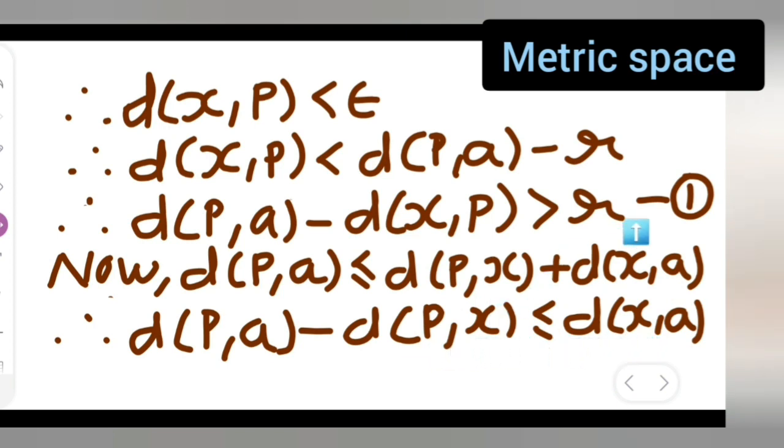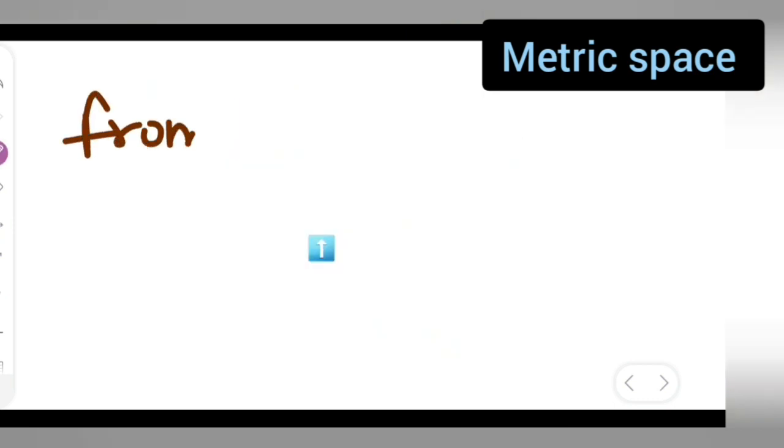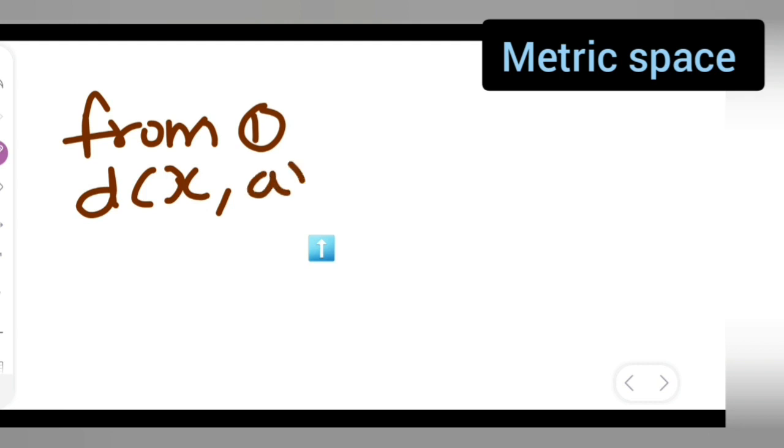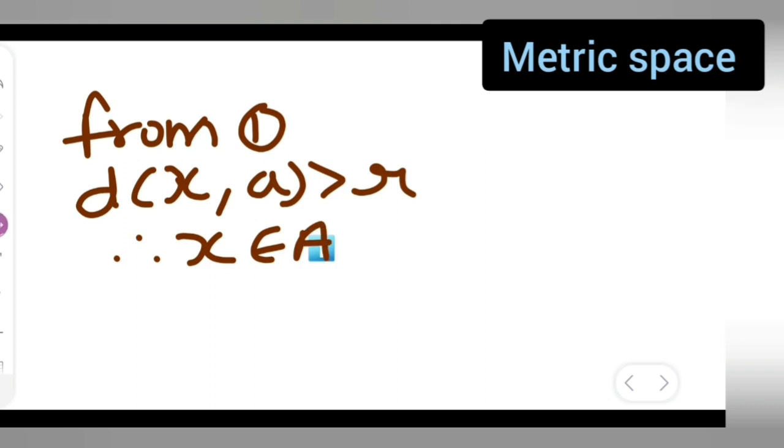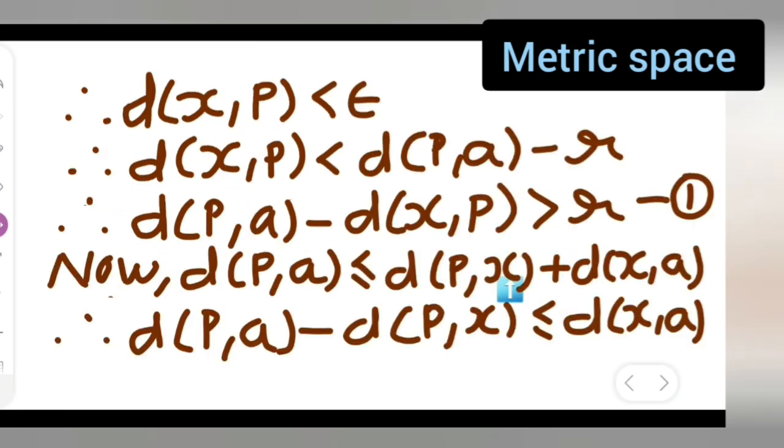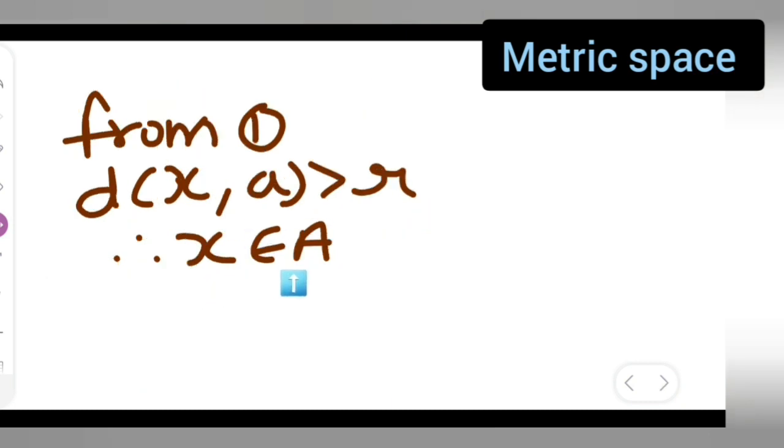Now from equation 1 you are going to get d(x, a) to be greater than R. Therefore x belongs to A. Let me explain this part. From 1, you have seen d(p, a) minus d(p, x) is greater than R, so that's why d(x, a) is greater than R. Therefore x belongs to A.